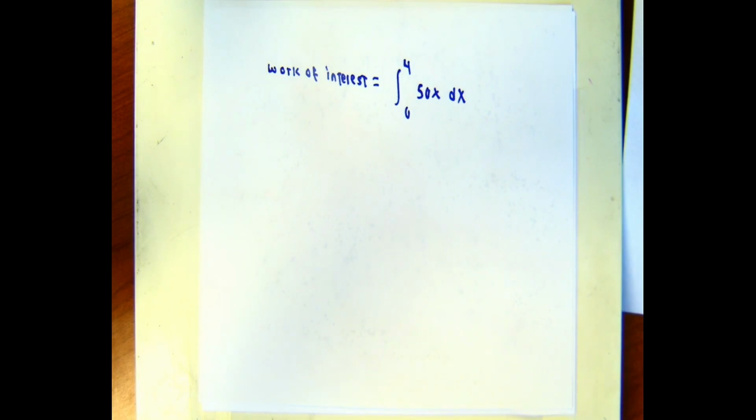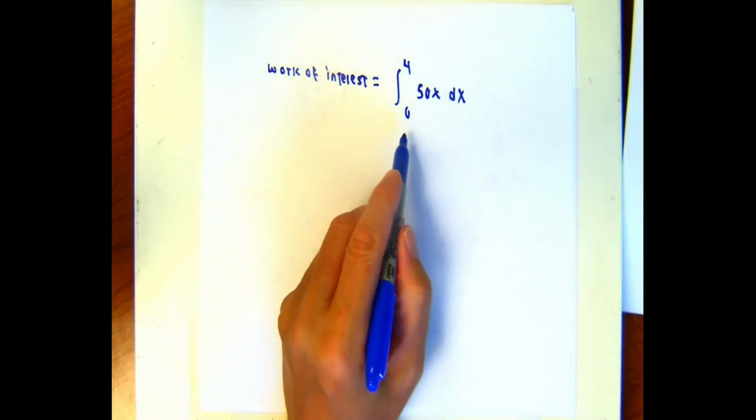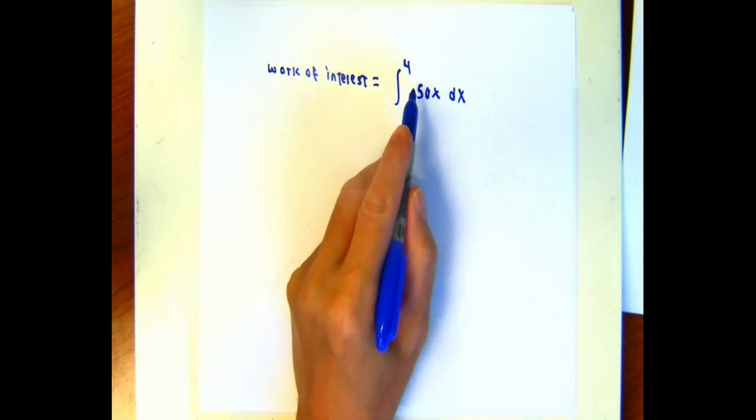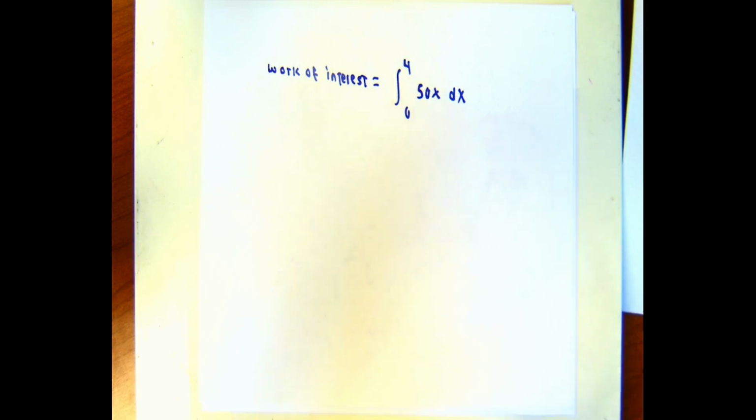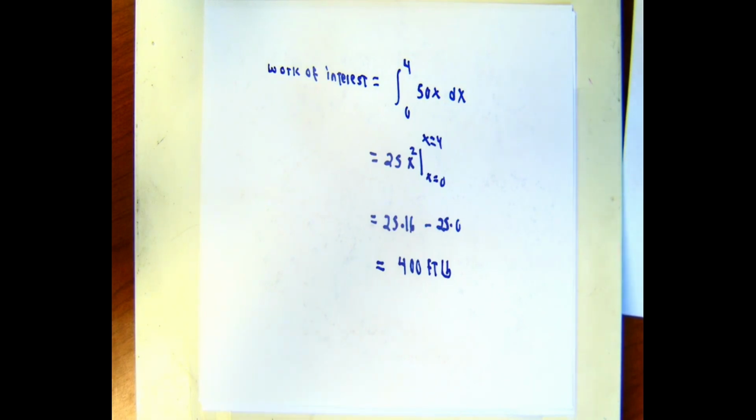Having figured out that k is 50, the amount of work needed to stretch from x equals 0 to x equals 4 is the integral from 0 to 4, k times x, 50 times x, with respect to x. And after evaluating the integral, we found out that the amount of work needed is 400 foot-pounds.